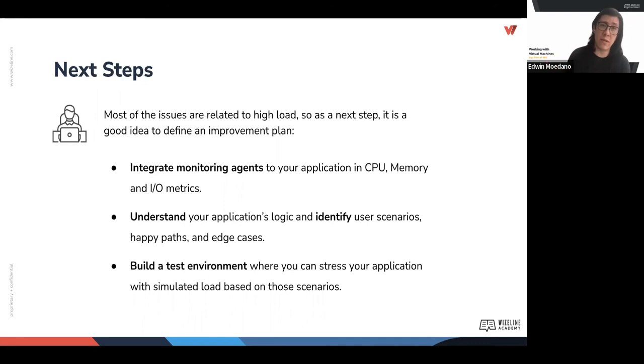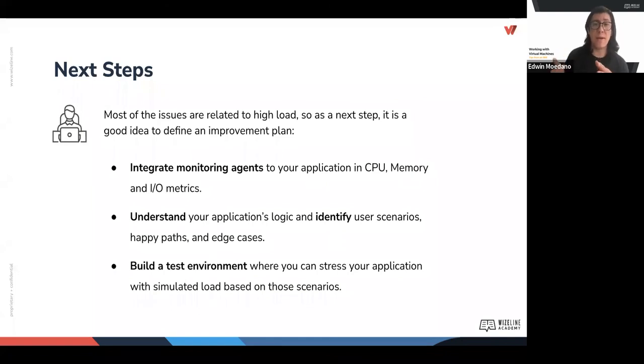If you don't have it, try to integrate those agents. Understand your application's logic. Sometimes as SRE or cloud infrastructure engineers, we don't bother about the application, but that's a bad sign of leading to failure in the future. We need to understand what we are building and the infrastructure supporting that application, and identify user scenarios. I always ask the engineers to define user scenarios, happy paths, and edge cases.